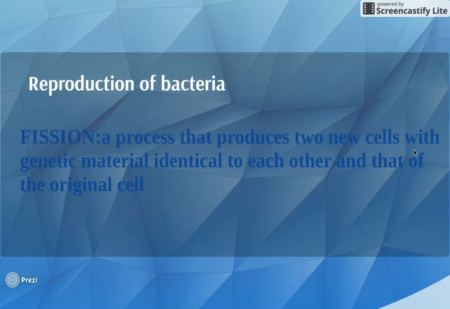The only way the bacteria can reproduce is through an asexual reproduction called fission. And this is the process that produces 2 new cells with genetic material identical to each other and that of the original cell. So remember when we were talking about mitosis? This is kind of an example of that. The cell divides to form 2 identical cells. So it doesn't need 2 organisms. It's just one organism dividing from 1 into 2.